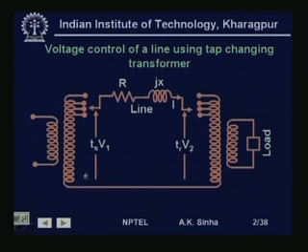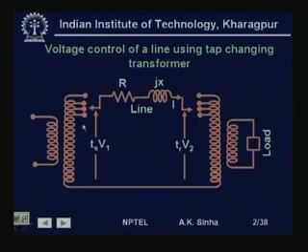So, here I am showing in this diagram that we have a voltage T s into V 1 at the sending end, where T s is the off nominal tap ratio. It can be, say, if it is at 10% above the normal, then the value of T s is 1.1. If it is, say, at 5% below the nominal, then the value of T s will be 0.95. Similarly, on the receiving end side, we have the off nominal tap ratio as T r, and therefore, the voltage here will be T r into V 2.